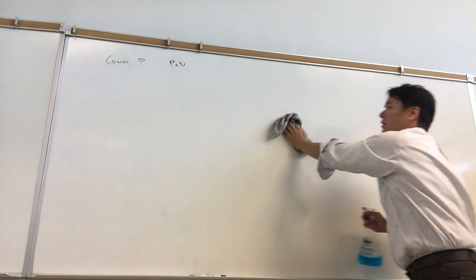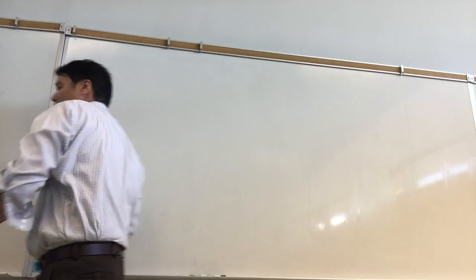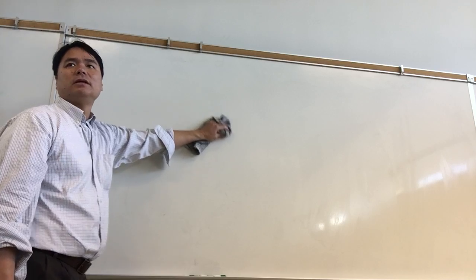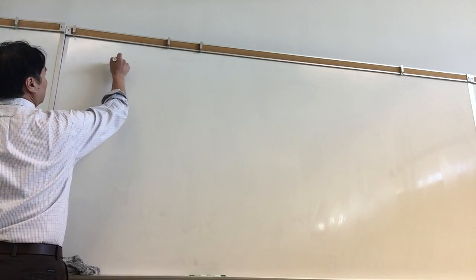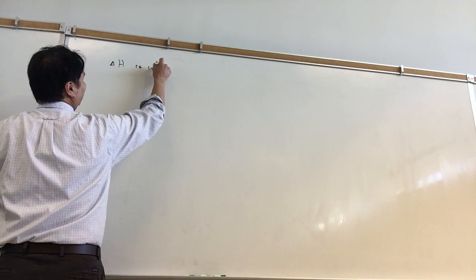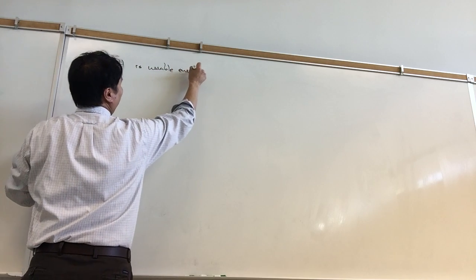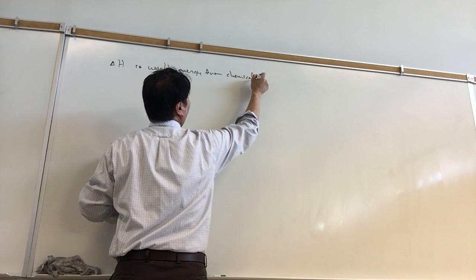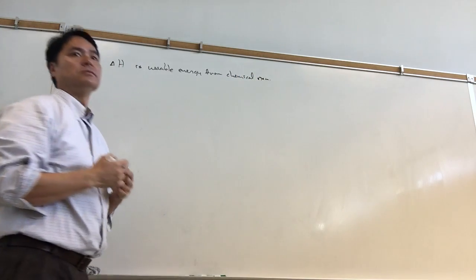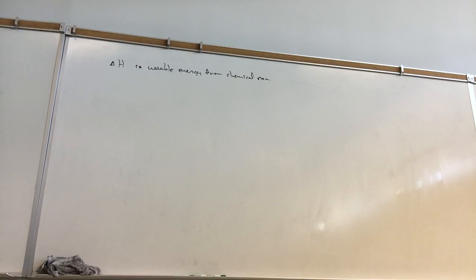Well, what do we do our reactions under? Most reactions in the lab take place under constant pressure or constant volume conditions. Constant pressure conditions. So for us, delta H is much more useful. Delta H is what we're going to call the usable energy from the chemical reaction. We can use that energy to do things with.